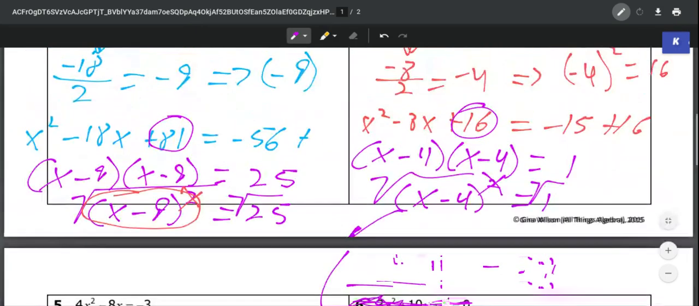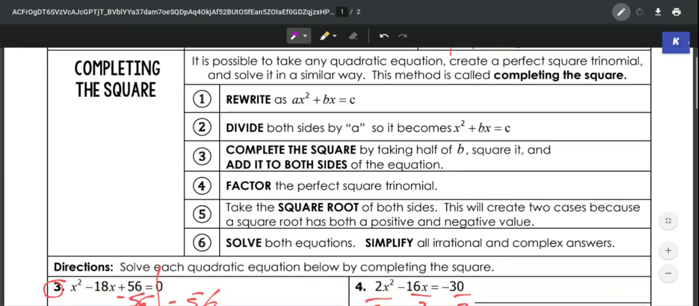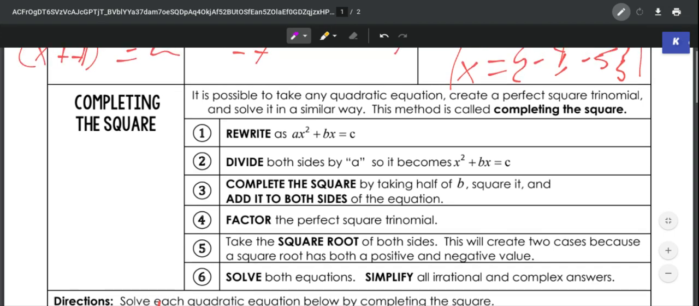So just make sure when you're completing the square, use these notes to help you, because that's why I make them. I make them for you to use. So if you follow each of these steps, I don't think you're going to have too much trouble. We'll work examples in class as well. And I think the more you practice it, the more it'll start making sense.